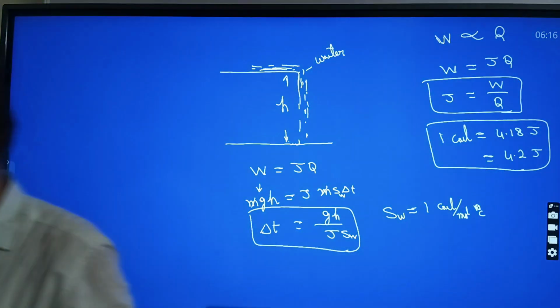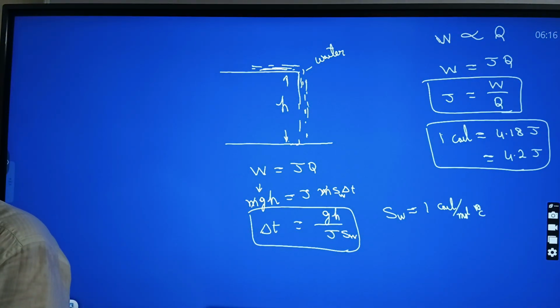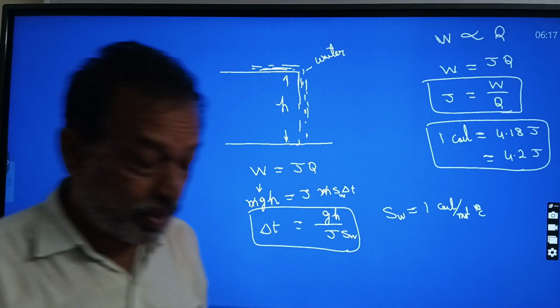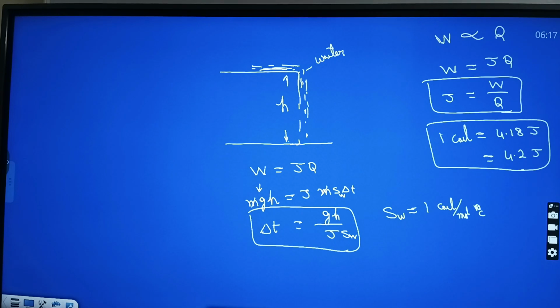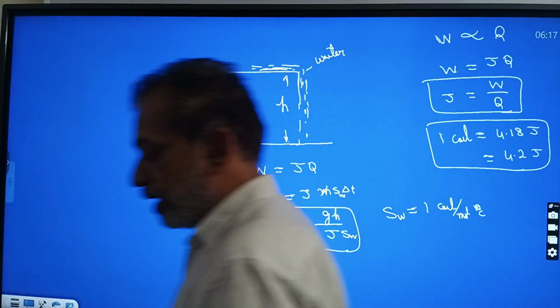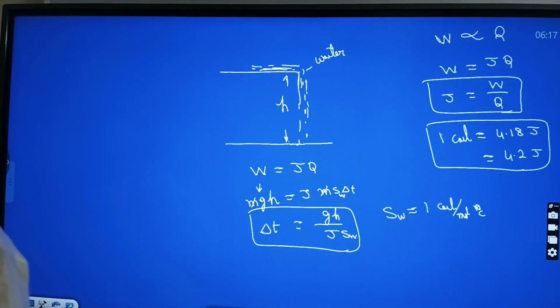Alright. Next application. The kinetic energy of a bullet fired from a gun gets converted into heat on striking the target.